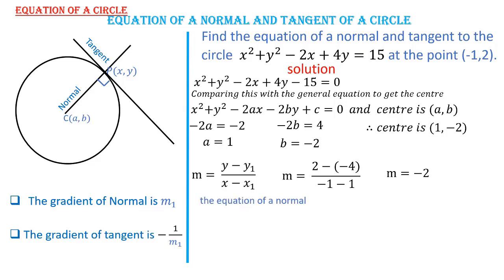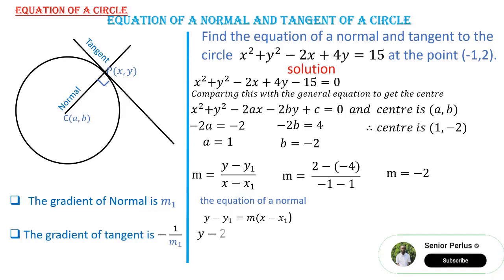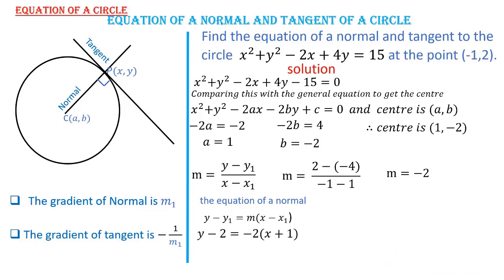The equation of a normal is this. Then let's substitute with our point. Good. So our y minus y1, the y1 is what? Our point, not the center. So this is our equation of a normal. With the equation of a normal, we have 2x plus y equals 0 when we simplify.